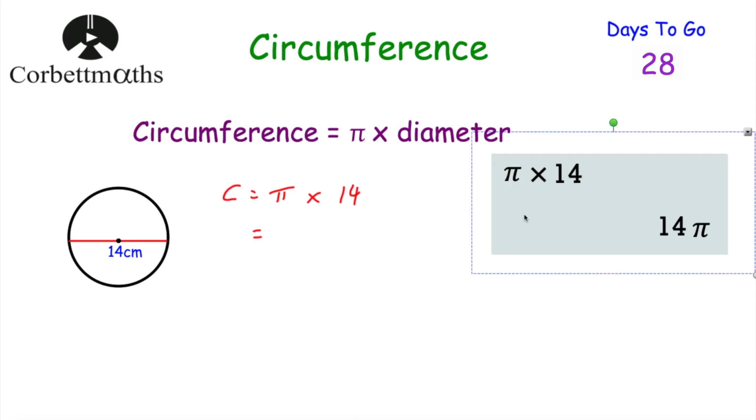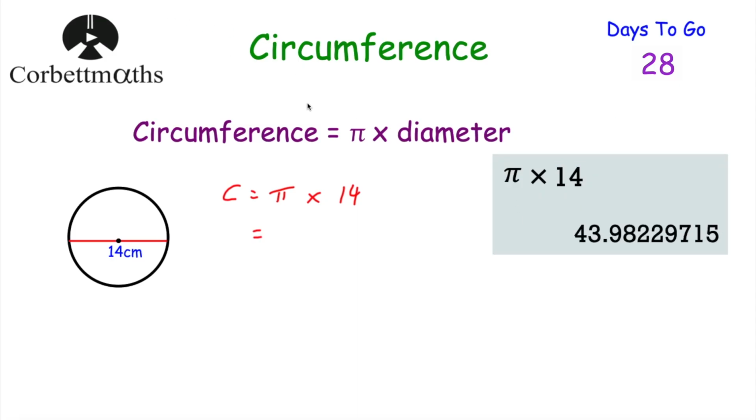And then if the question asks you to give it to so many decimal places, you would change that into a decimal, and it would give you the answer of 43.98229715 and so on centimeters. And that would be the circumference of the circle. Now, if you were asked to give that perhaps to 2 decimal places, then the answer would be 43.98 centimeters to 2 decimal places.